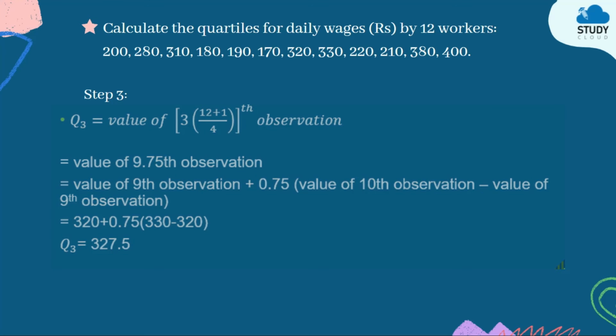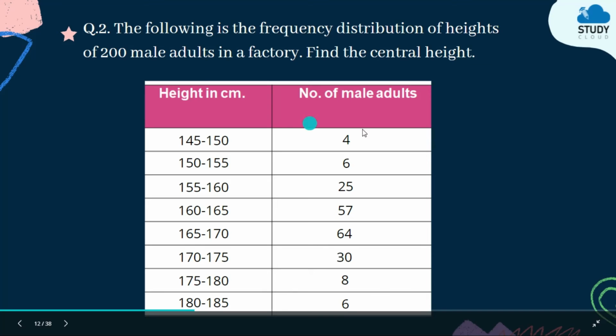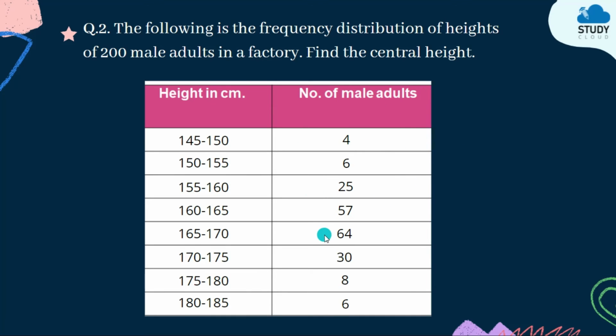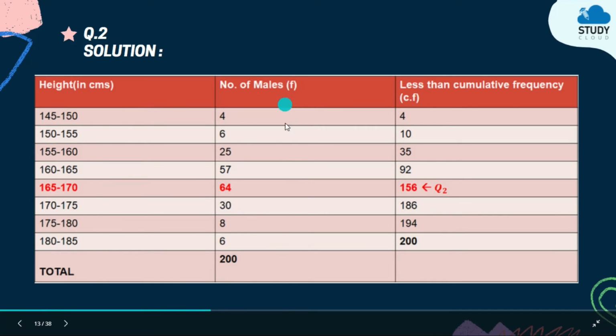Now we will see one more example, and here class intervals are given to you. The following is a frequency distribution of heights of 200 male adults in a factory. Find the central height. So here is a data given to you for height in centimeters, and here number of males are given to you. So first we will make the table here. Now don't start with this red part of quartile 2. First we have to make the table. First write all the heights which is given in the question and write number of males.